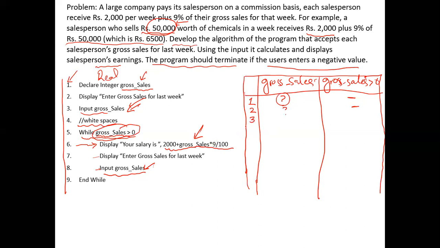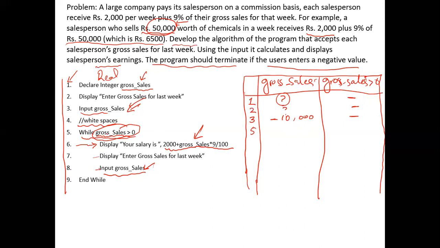What do you think is going to happen? The user is going to enter a value for gross sales. Let's say the user enters a negative number, minus 10,000. And again, we don't know what is going to happen with this Boolean expression. And remember, as I said earlier, that line number 4 is just an empty line or white spaces, so we don't really want to even consider that when we are doing the dry run. So just leave it as that and move to statement number 5.